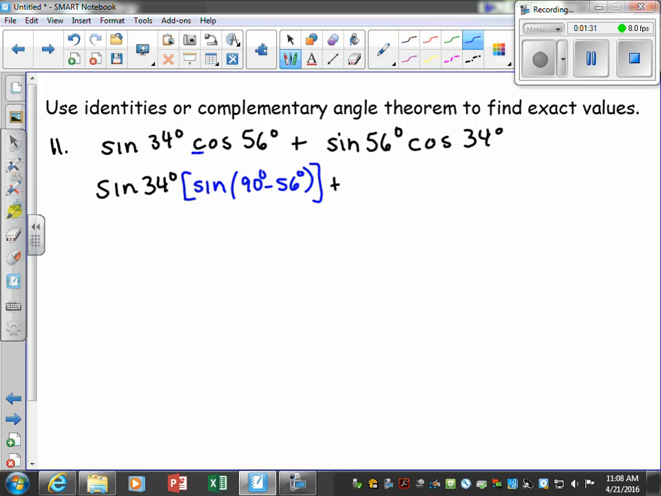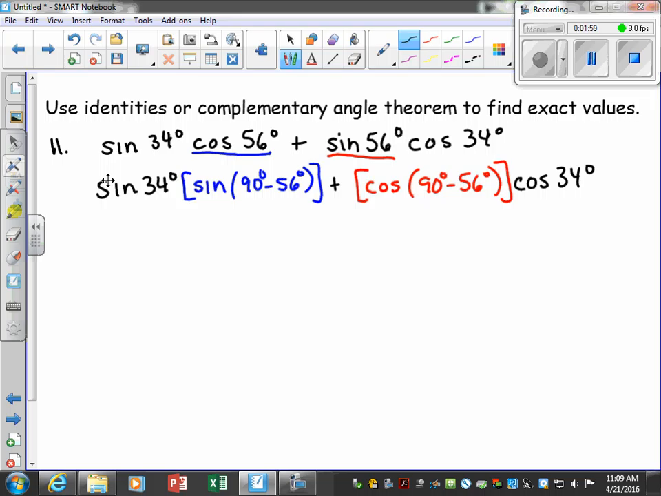on this side, we worked with this one, and on the right side, we're going to work with this one. So if I rewrite the one in red with the complementary angle theorem, it'll be cosine of 90 minus 56, and then times the cosine of 34, that's still there. Okay. And like I said, this isn't the only way to solve it. You could have done the complete opposite of that, but it's a little bit of trial and error sometimes.